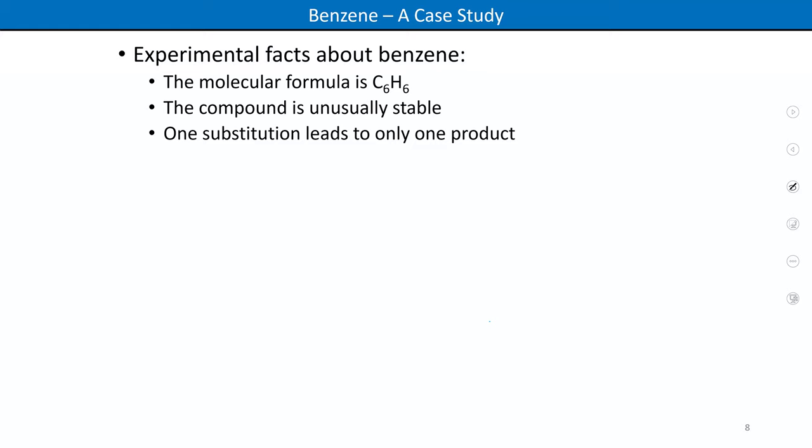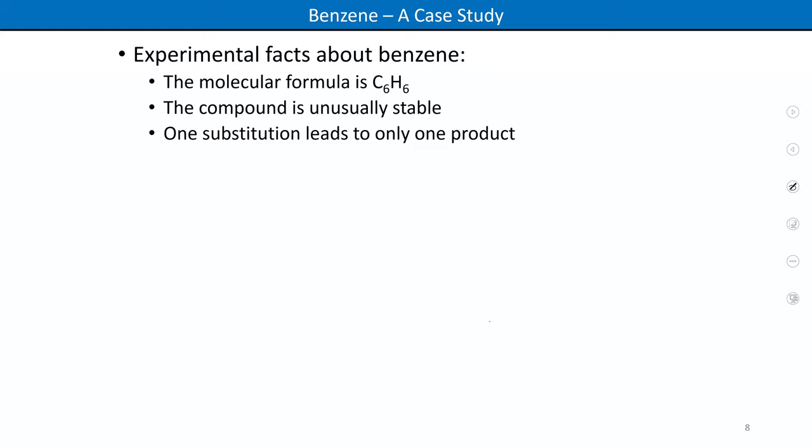Think of burning Styrofoam. Burning Styrofoam does not burn very well, right? Because it has a lot of benzene rings in it. It's primarily benzene rings. When you replace one of the hydrogens with a chlorine, for example, you only get one product. That was basically all they knew when they started trying to put pieces together to figure out what benzene looks like.